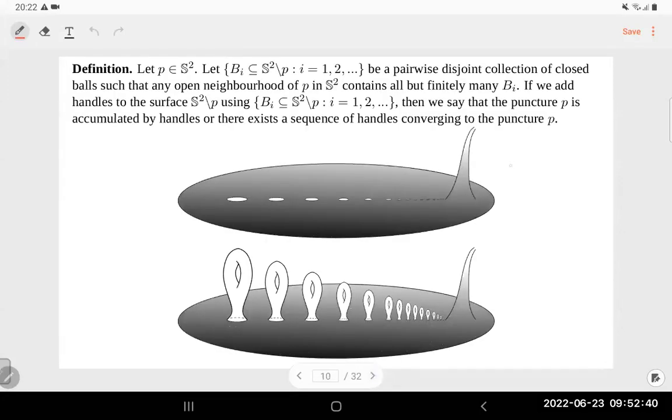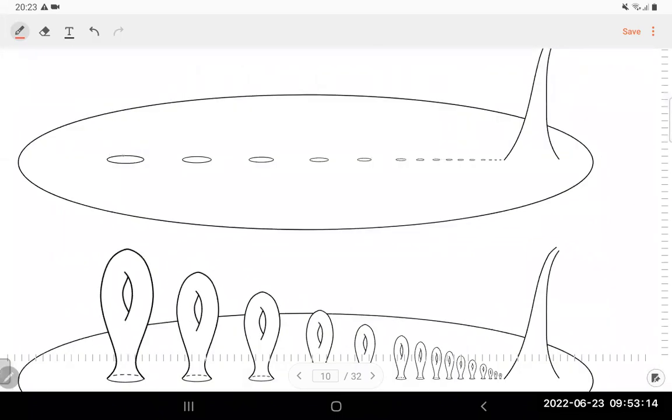Okay, so let P be a point belonging to the sphere. In the picture, P is here. P is this puncture. So I deleted this point. And now consider countably infinitely many pairwise disjoint closed balls. You can't consider uncountably many, only countably many, because a surface is second countable. So take a pairwise disjoint collection of closed balls and remove their interiors. This interior removed, this interior removed, this interior removed, and so on.